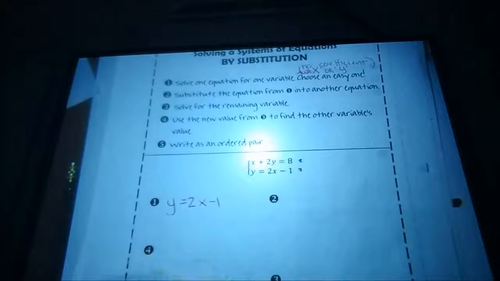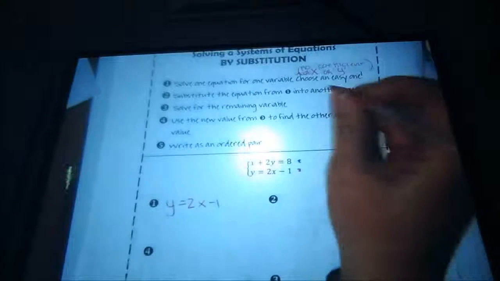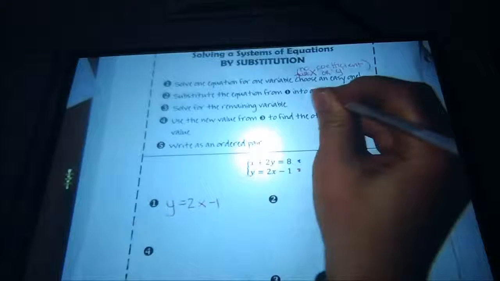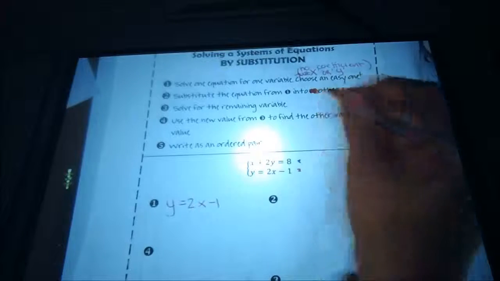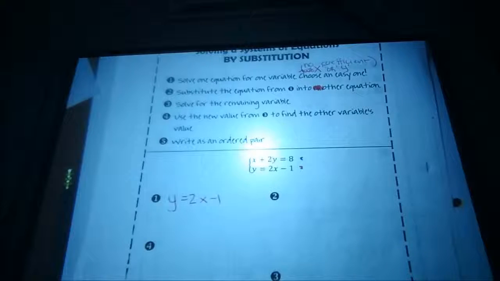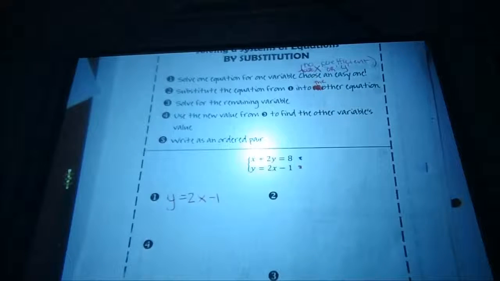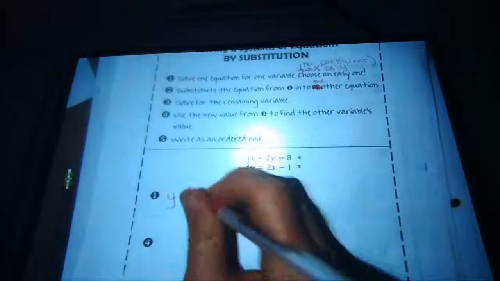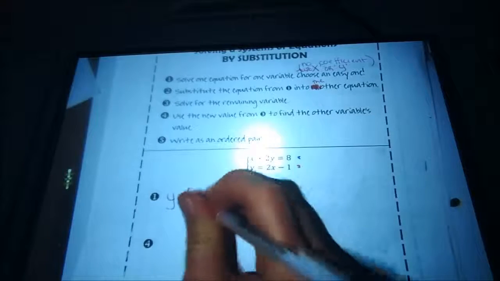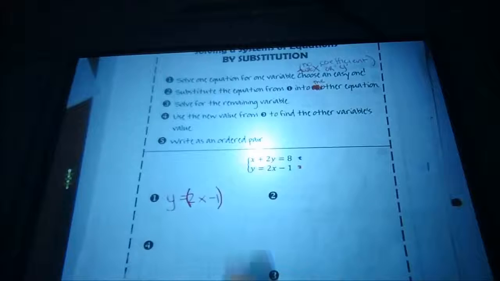So step 2, substitute the equation from 1 into the other equation. We're only going to be looking at systems that are 2 equations. So you can even just cross out the beginning of that word and write into the other equation. So if I know y equals 2x minus 1, I'm putting that around it. That's what I'm going to then take and substitute in.